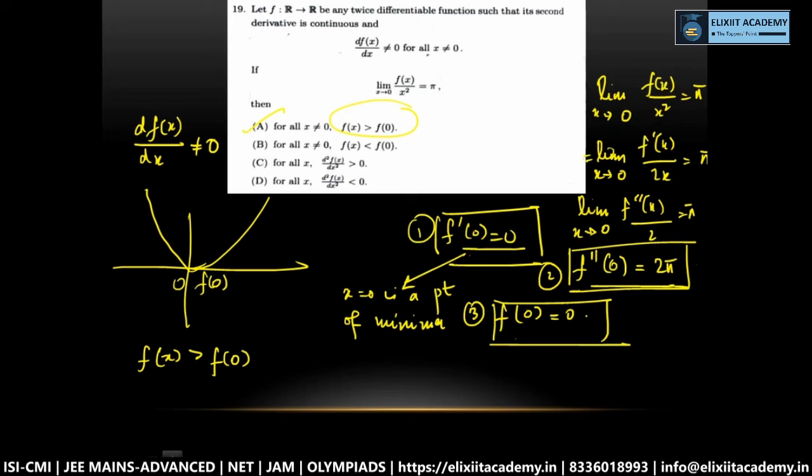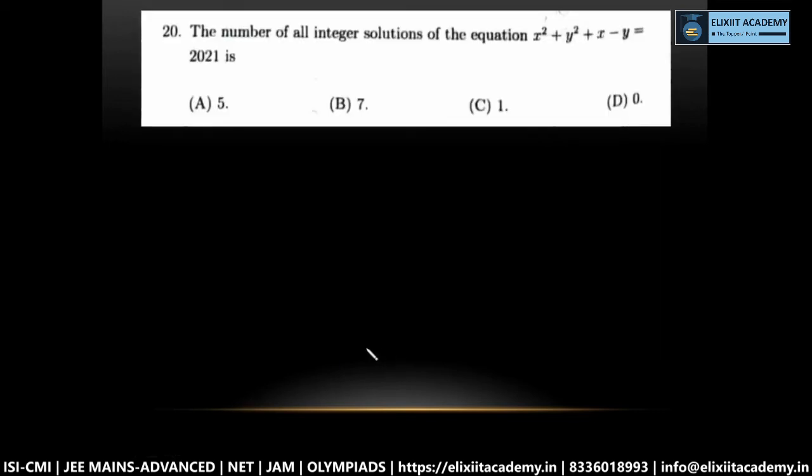Next question. Number of integer solutions of this equation: x square plus y square plus x minus y is equal to 2021.